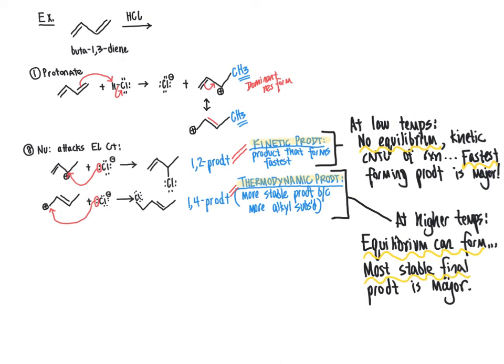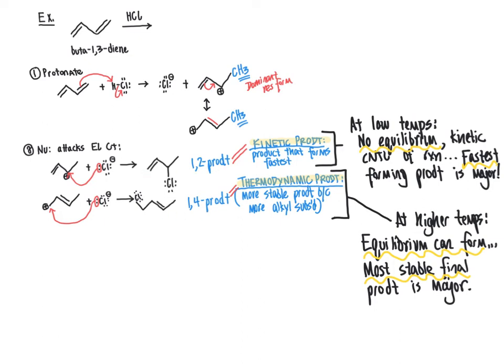And this is going to be true for reactions where the 1,4 product and the 1,2 product have different stabilities, wherein one of the products is more alkyl substituted than the other, because that's what's going to result in one of them being more stable than the other.